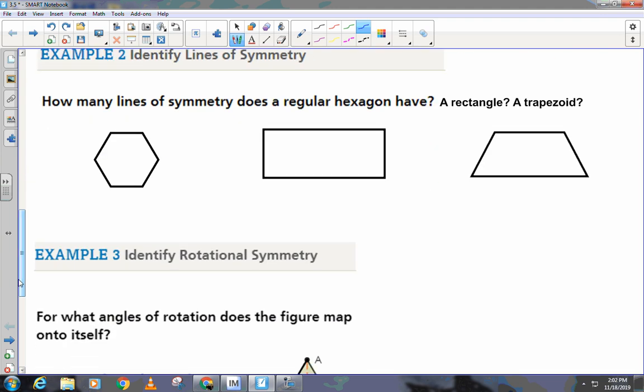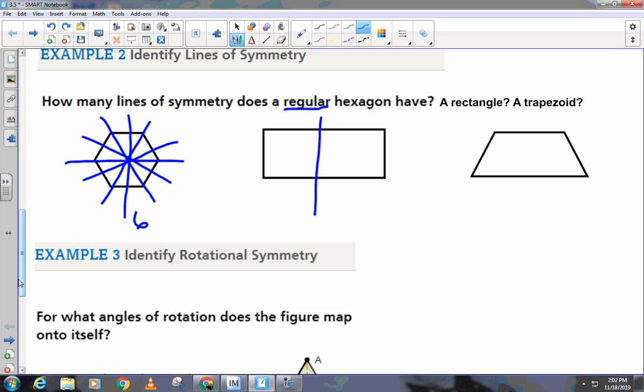Okay, this one we just want lines of symmetry. How many lines of symmetry does a regular hexagon have? Now, when it says that something is regular, that means that all the sides and all the angles are the same. Okay, I don't know if we've talked about that yet this year. So how many lines of symmetry do you think this one has? Okay, we've got one at each vertex, right? There's 3. But then I could also go right through the sides too, couldn't I? So that one has 6 lines of symmetry. What about this rectangle?